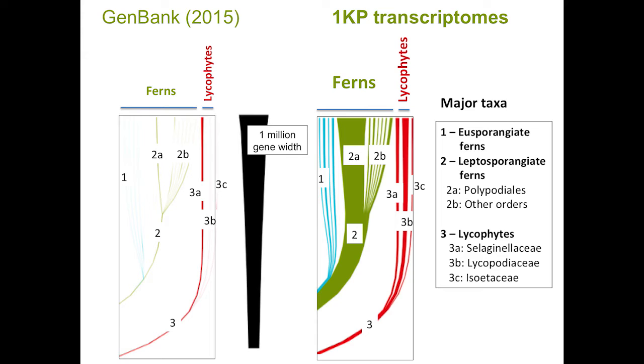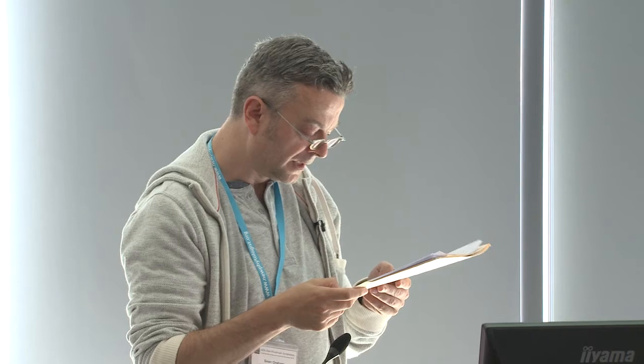On the right is the amount of data that is coming from 1KP transcriptomes. Same phylogeny. Some of the major groups here include the monilophytes, leptosporangiate ferns, and lycophytes. So a much denser sampling of gene diversity.